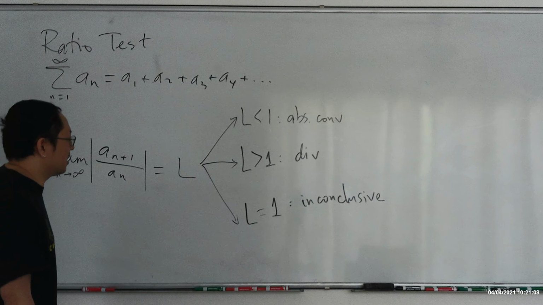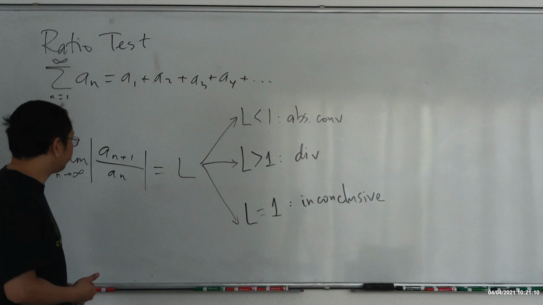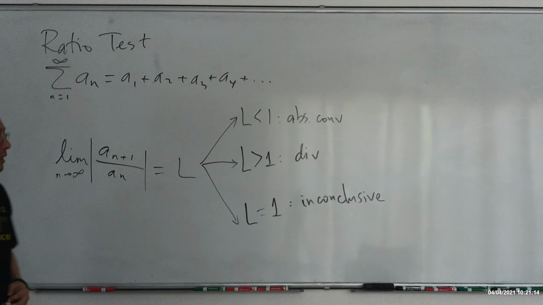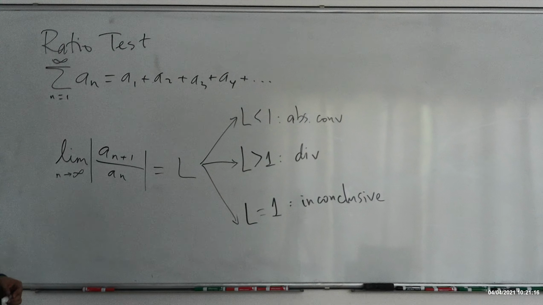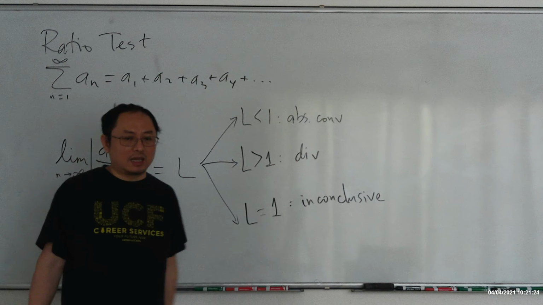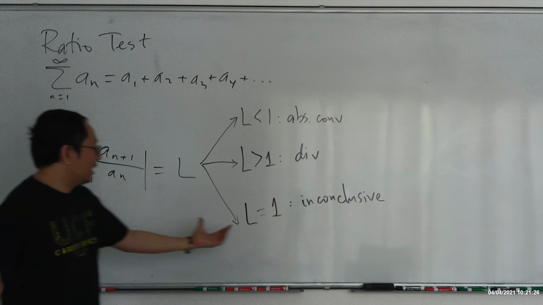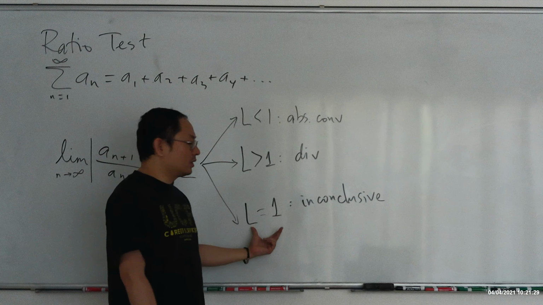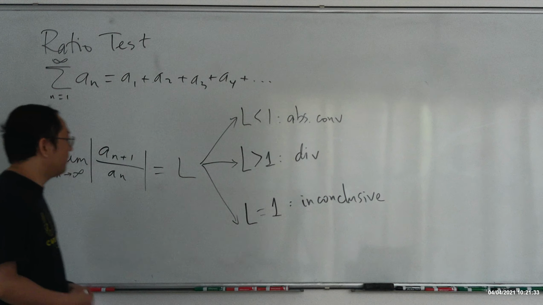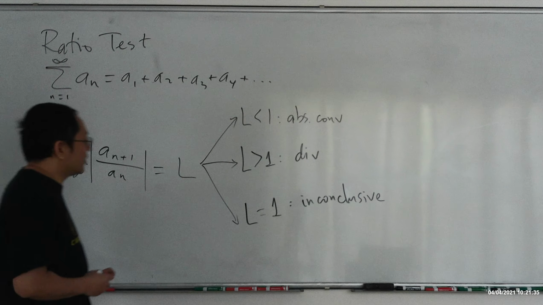Sometimes it's convergent, sometimes it's divergent. No clue. And that means we have to use a different test. We don't use the ratio test, and we don't use the root test either. Later on I'll show you the root test, but whatever happens to the root test is going to happen the exact same way to the ratio test. So if you get L equal to 1 for the root test, then don't use the ratio test, and vice versa. Okay, that was the ratio test.